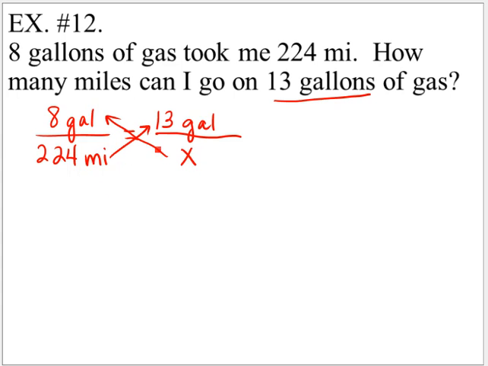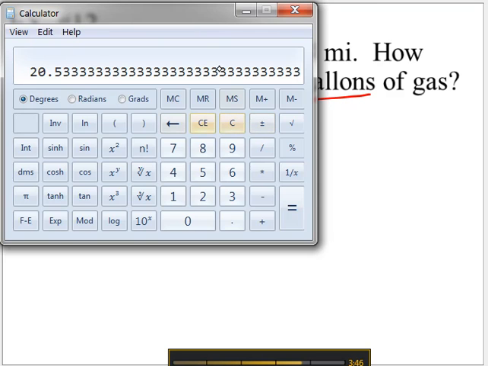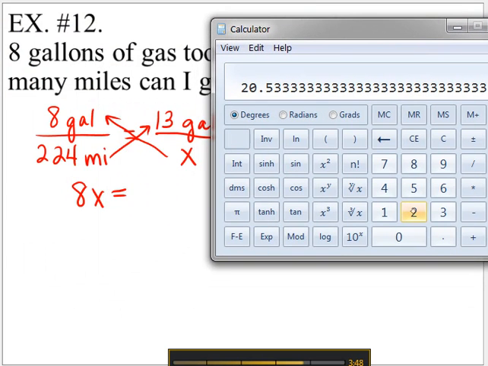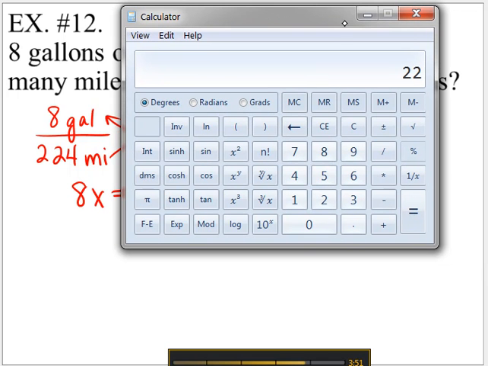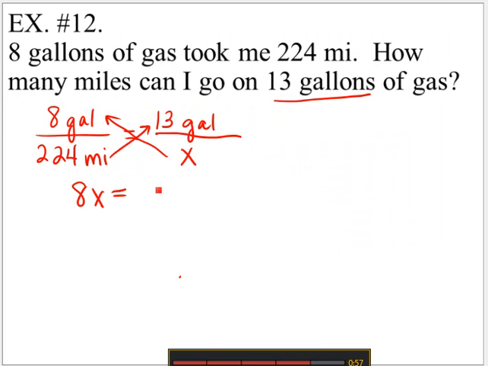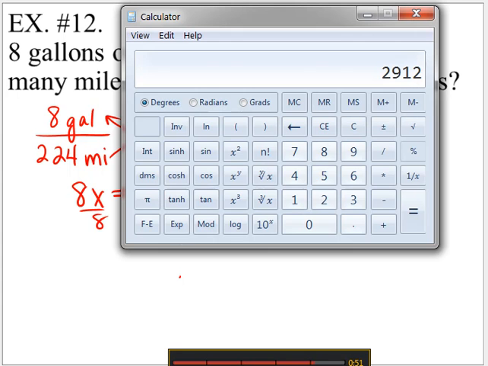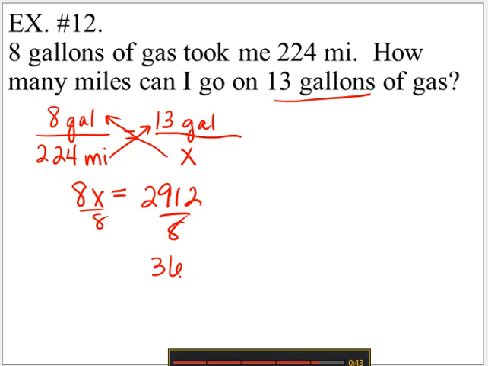I'm going to cross multiply. I get 8x equals, let's go ahead and figure out what 224 times 13 is. 224 times 13 is 2,912. So I get 2,912. And then I'll be dividing that by 8. So I'll go ahead and divide that by 8. And I end up getting 364.